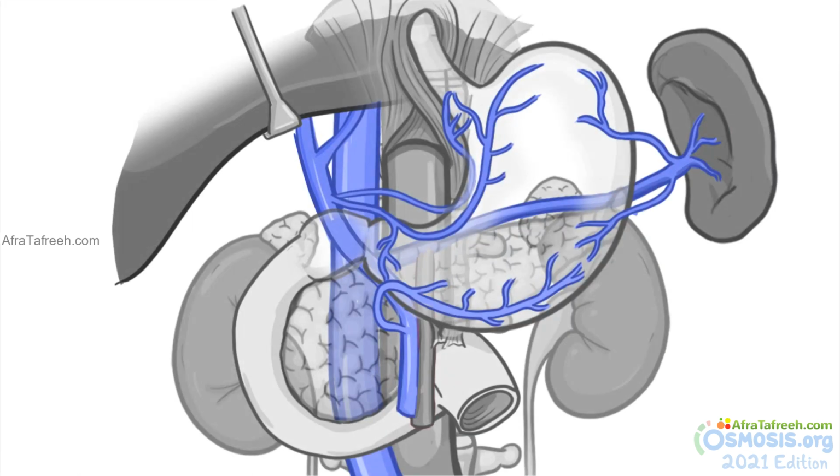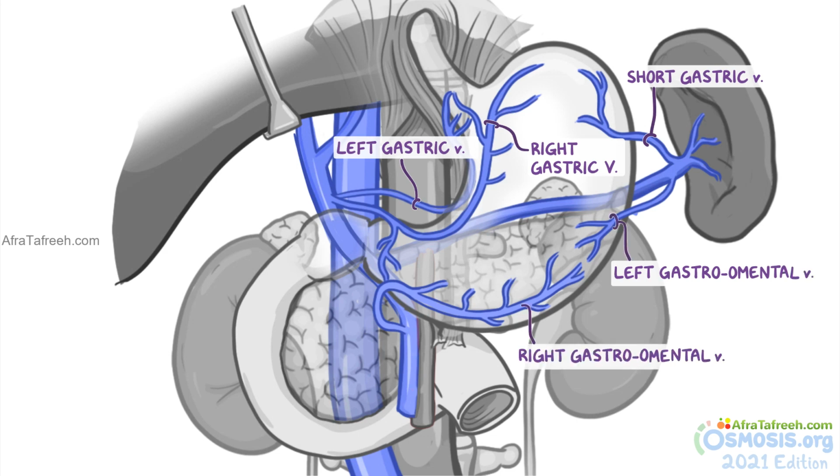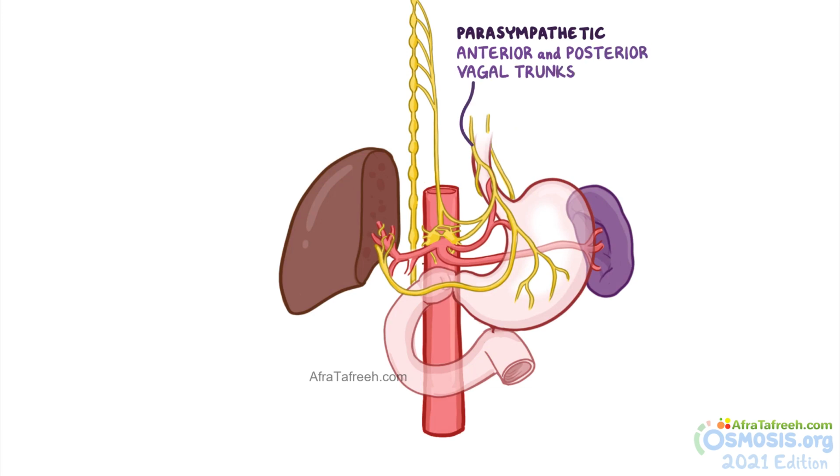The venous drainage is provided by the left gastric vein and right gastric vein, the short gastric veins, the left gastro-omental vein, and right gastro-omental vein. The parasympathetic innervation of the stomach is provided by branches of the anterior and posterior vagal trunks, while the sympathetic innervation of the stomach is through the greater splanchnic nerves from the T6 to T9 spinal cord levels.